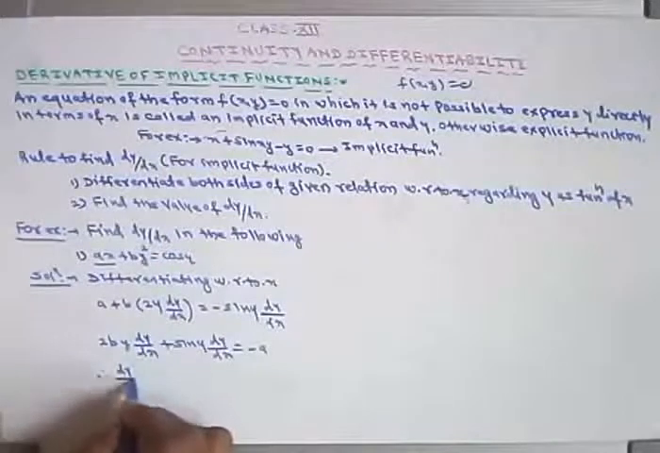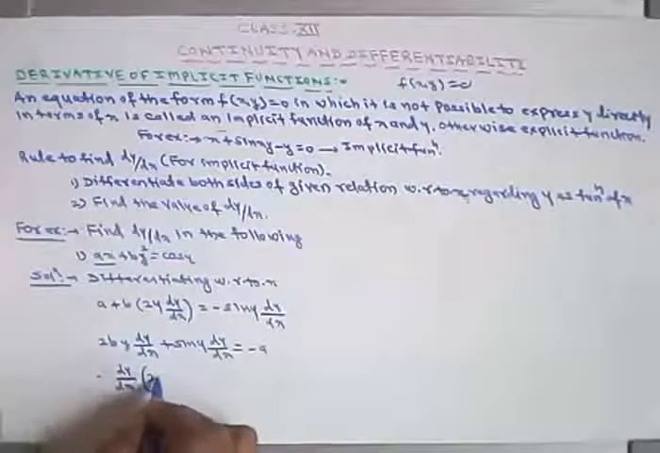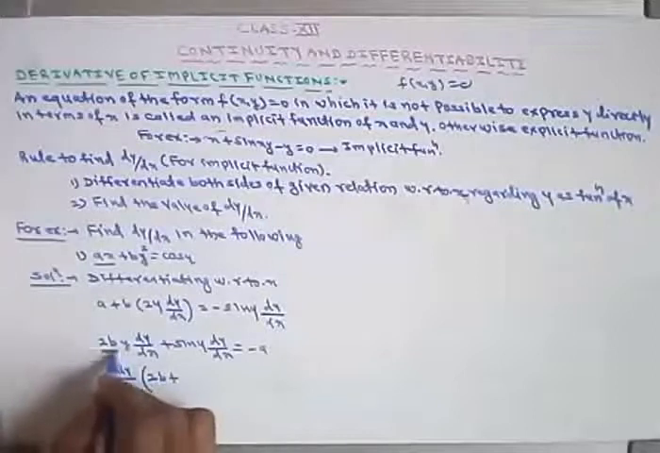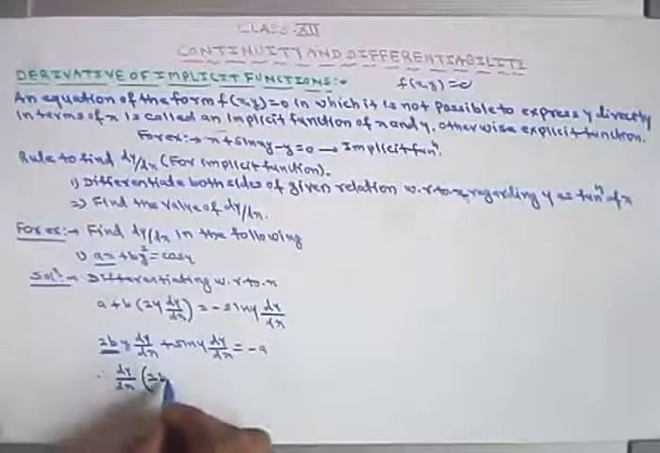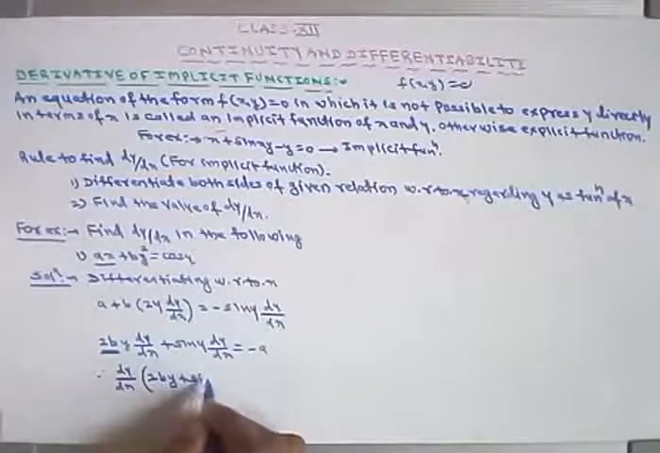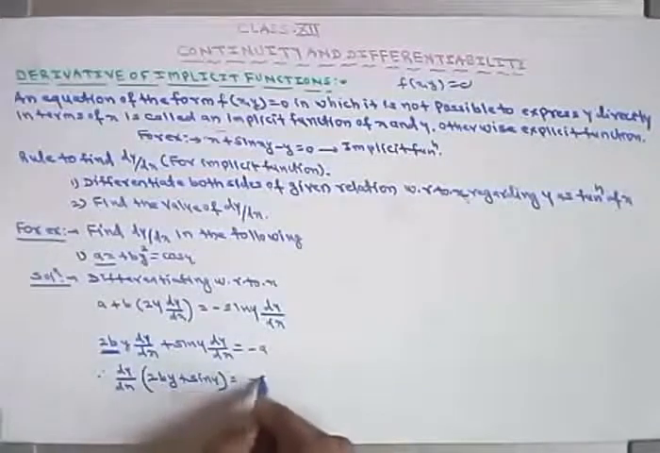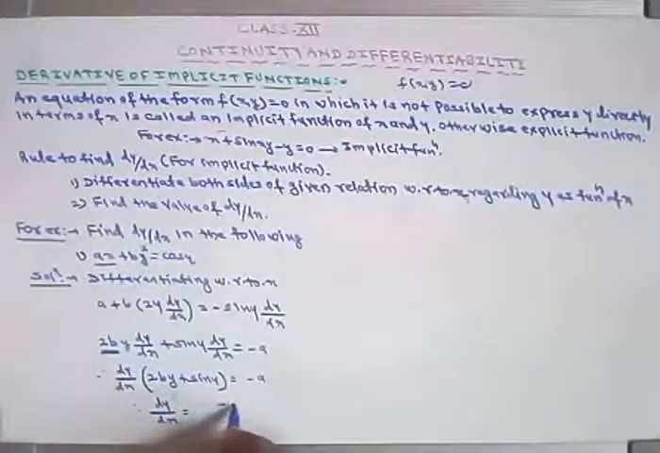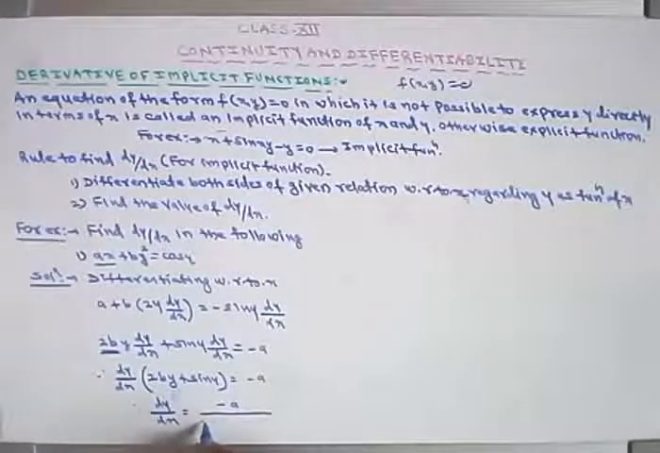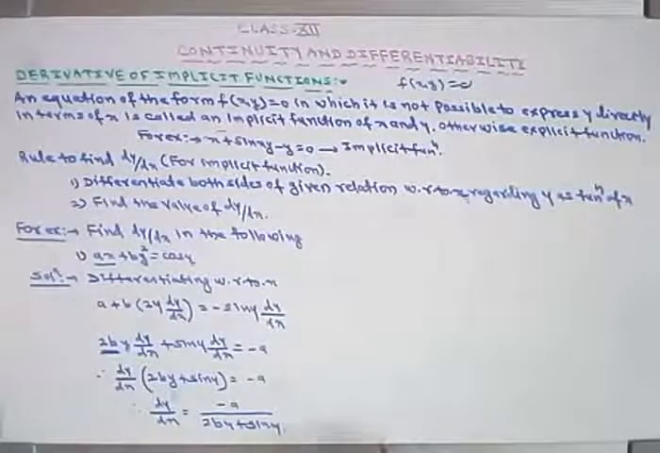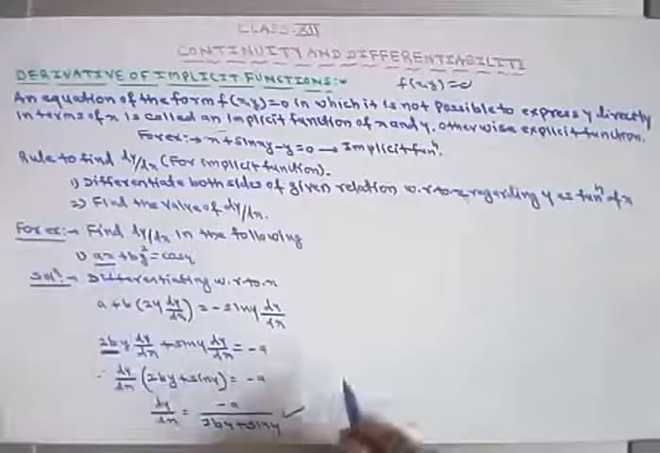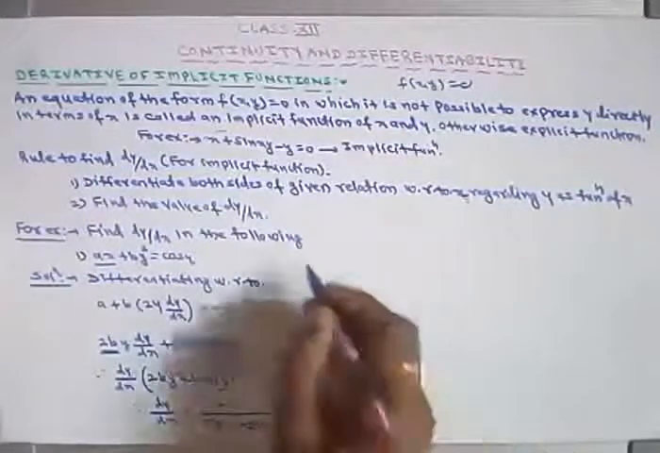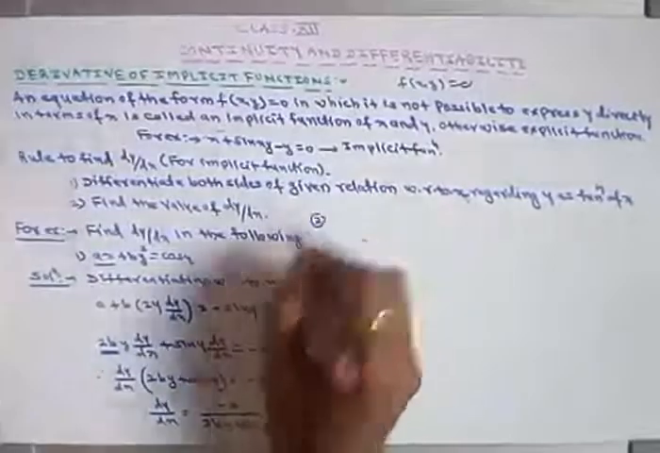Therefore dy by dx in bracket, twice b y plus sin y, equal to minus a. Therefore dy by dx equal to minus a upon twice b y plus sin y. So student, this is the derivative of this ax plus by square equal to cos y. Okay student, so next take another example.